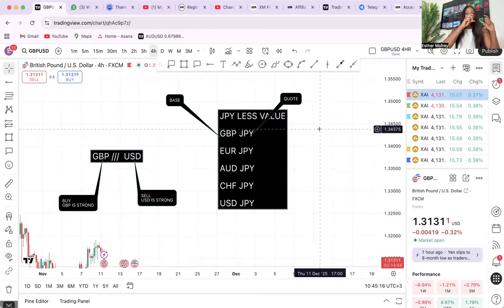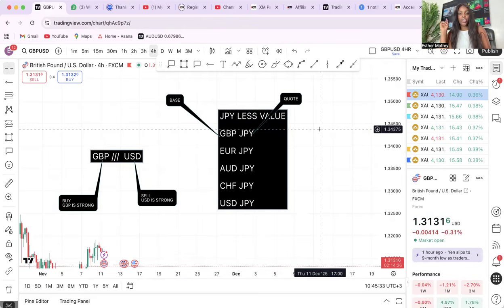That's why it is placed GBP, JPY, because the base has to have more value. You can't say JPY, GBP. Okay, are we together? You can't say JPY, GBP. Now, once the value, you group it in value.